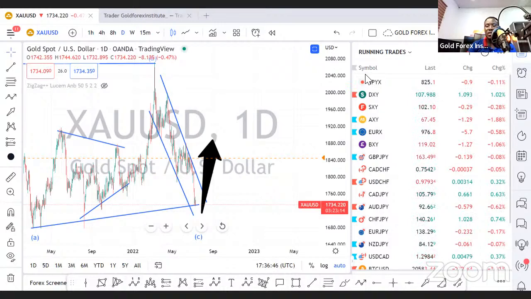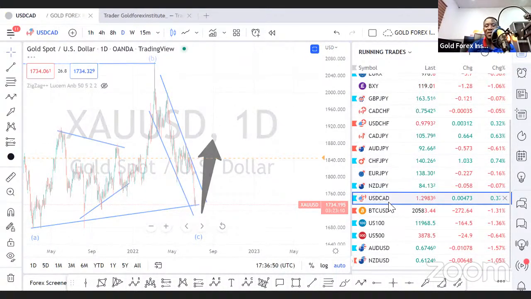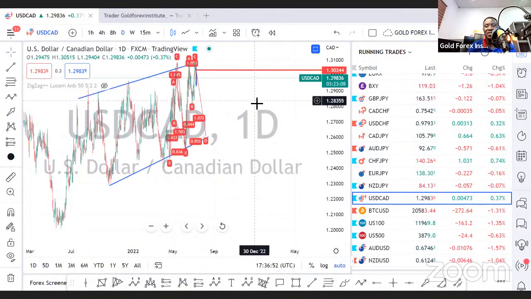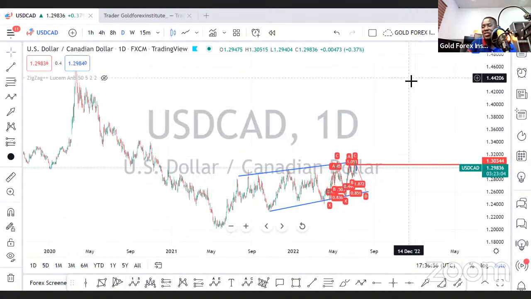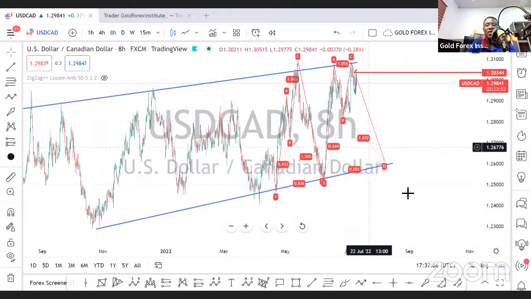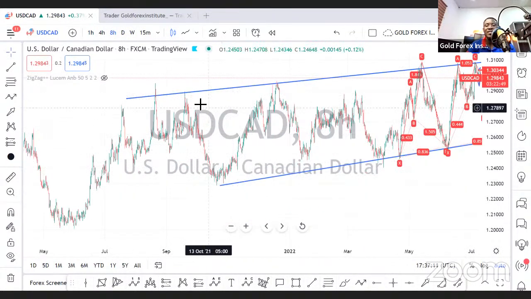Okay. Now, USD CAD, yes. I want to place this trade actually. I told you I'm expecting the dollar to be a little bit weak. Now, USD CAD is giving us a nice formation. Okay, look at this. It's just ranging like that.